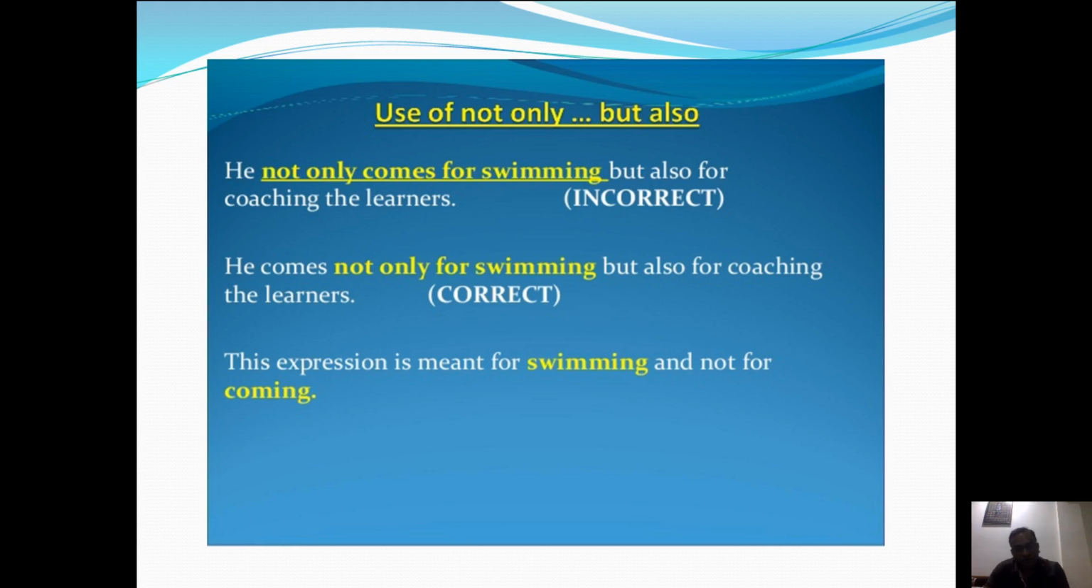This is also asked in the GATE examination. I have seen some papers that I am going to give you for practice, and hopefully you will solve them. Mostly the examples are asked from not only but also. He comes not only for swimming but also for coaching the learners. This expression is meant for swimming and not for coming.